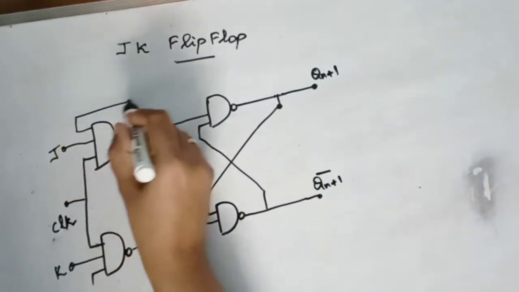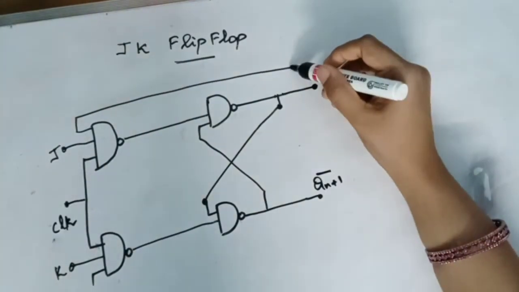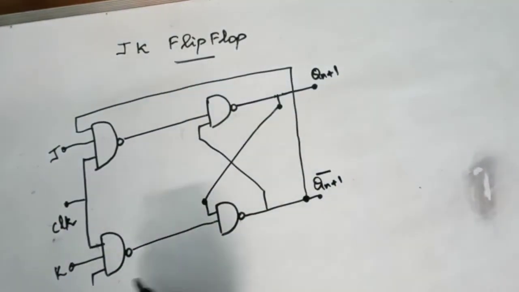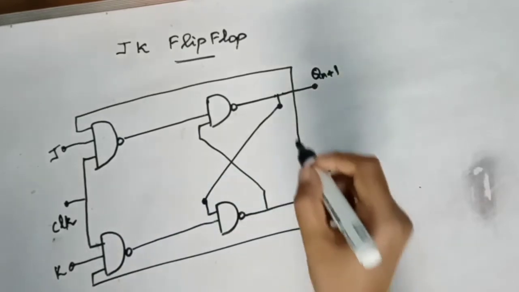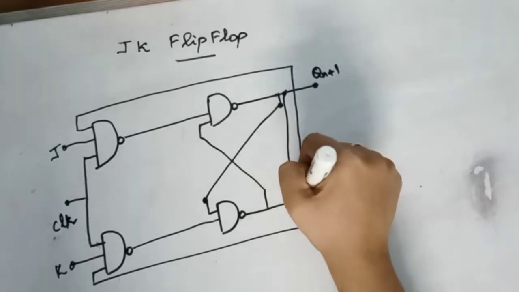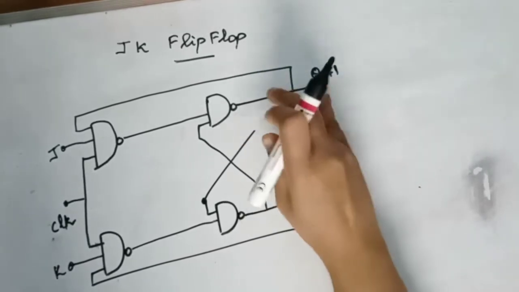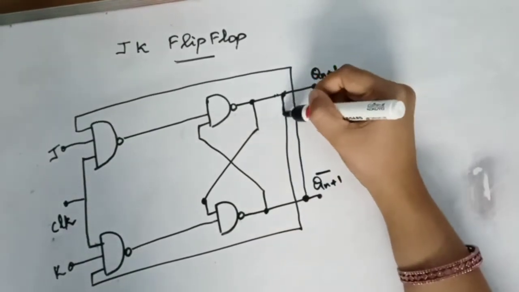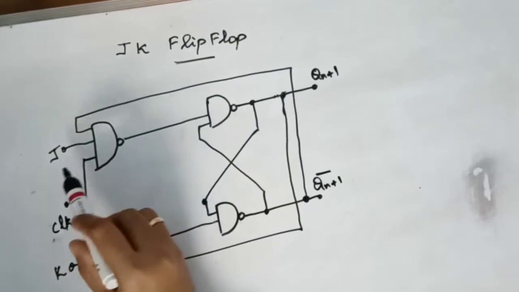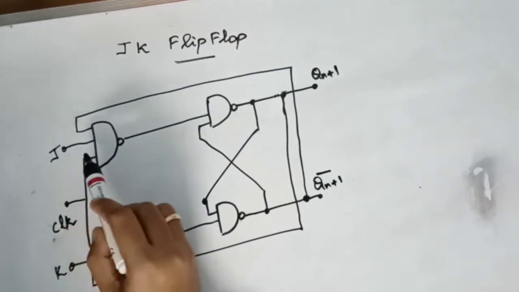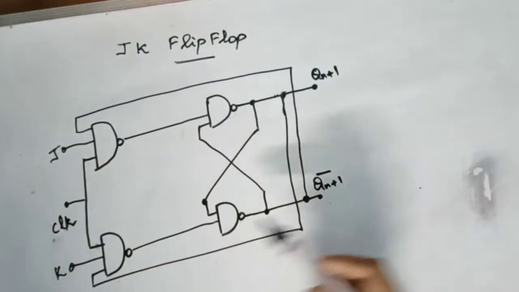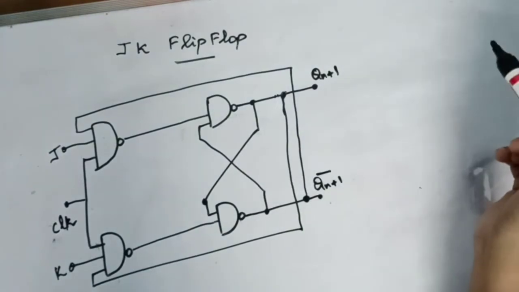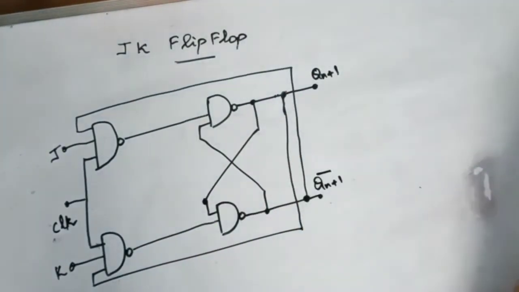Now this particular third input will come to Qn bar from J. The NAND gate to which J is connected, its third input will go to Qn bar, and the NAND gate to which K is connected, its third input will go to Qn, or Qn plus 1 and Qn plus 1 bar. Okay, so this is the structure of a JK flip-flop.